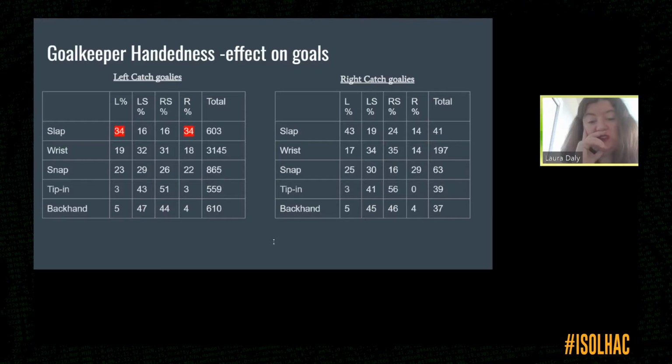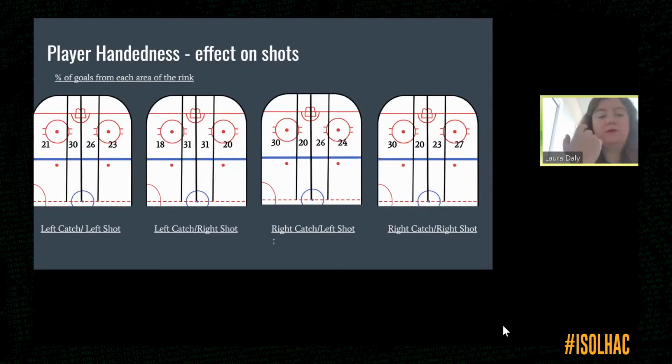So I started to look at the player handedness. I broke out left shot players on left catch goalies, right shot players on left catch goalies, right catch goalies left shot, right catch and right shot.